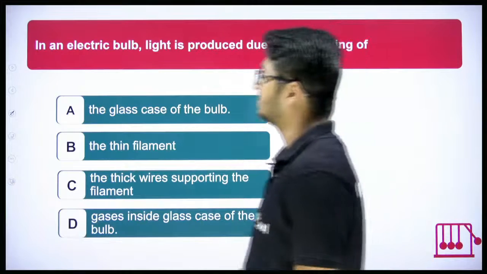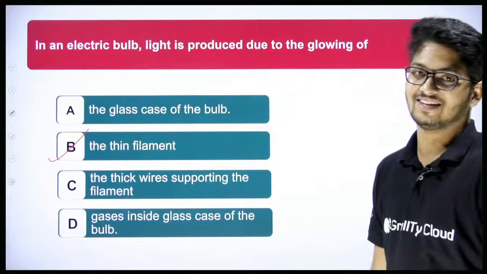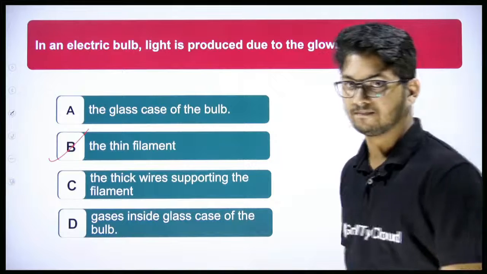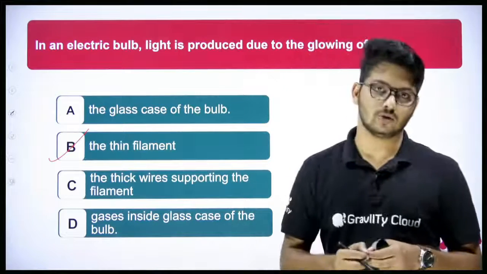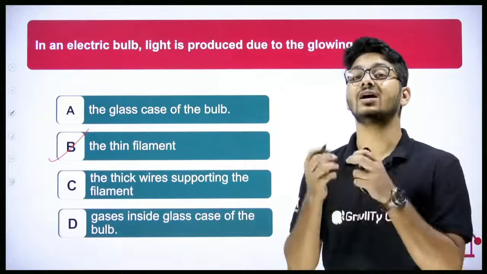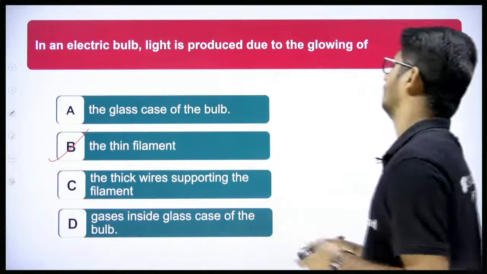The correct answer is B. What is the answer? Thin filament. The filament of a bulb glows. That is the one that glows, which produces light, which emits light. Okay, good. Next.